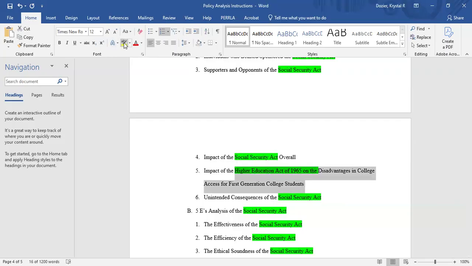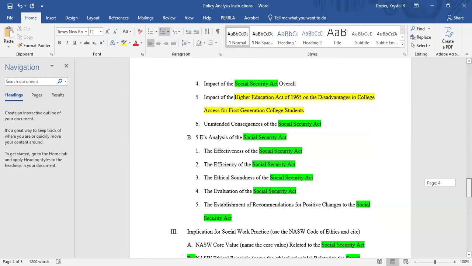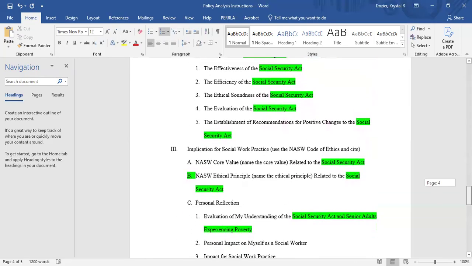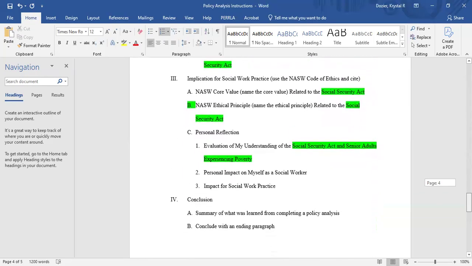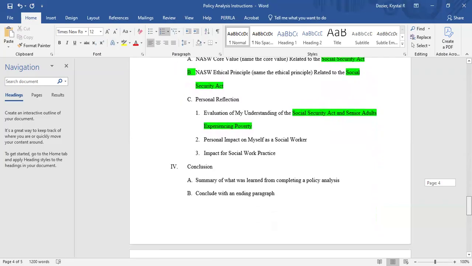And so don't just do a mindless cut and paste. You have to pay attention, okay? This is all I'm looking for in your outline. You're going to do the same thing for parts three and four. So pay attention to that.